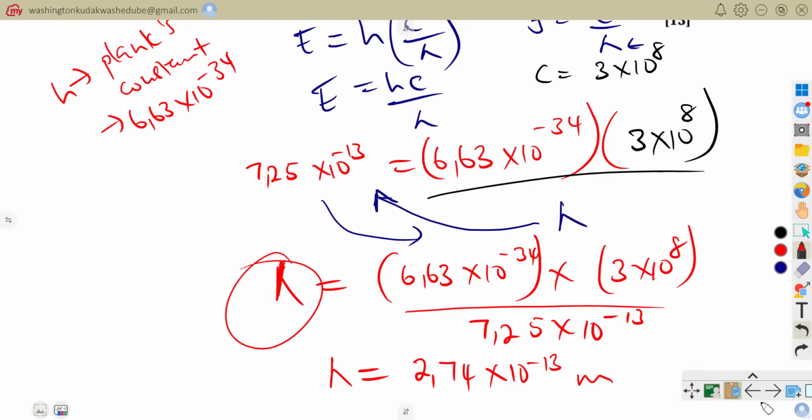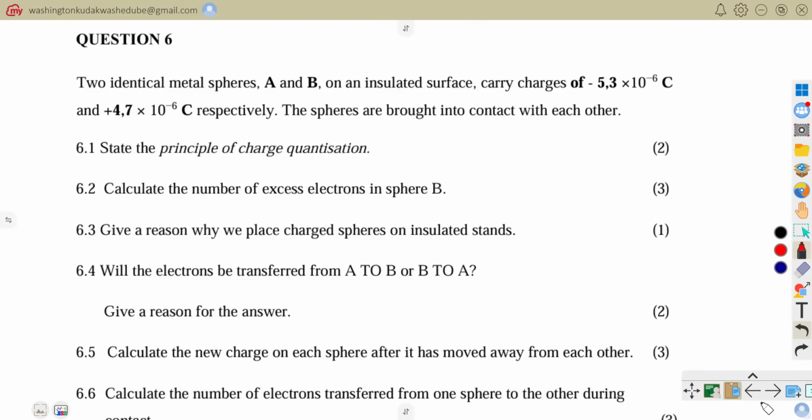Now, let's look at question number 6. Question number 6 is saying: two identical metal spheres A and B on an insulated surface carry charges negative 5.3 times 10 to the power negative 6 coulombs and positive 4.7 times 10 to the power negative 6 coulombs respectively. The spheres are brought into contact with each other. State the principle of charge quantization.